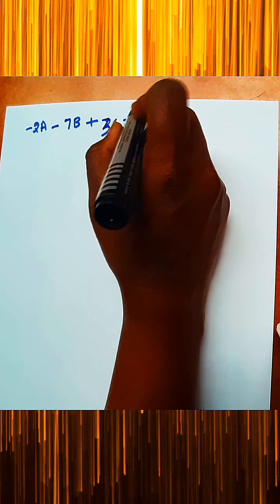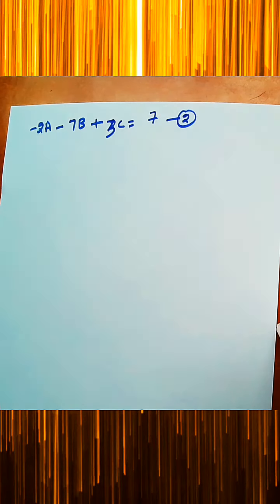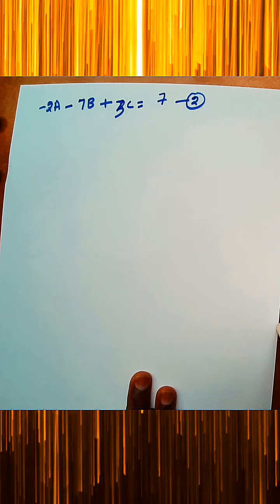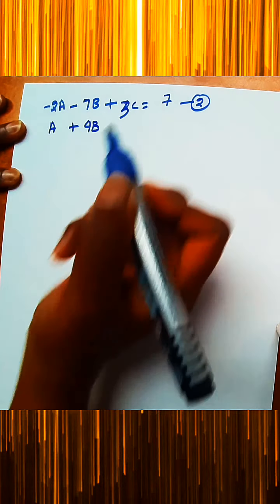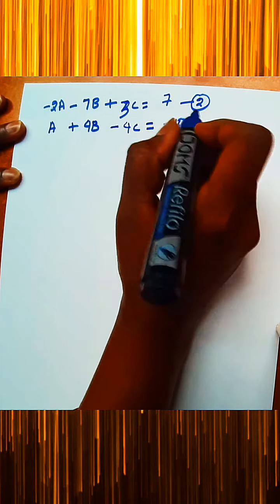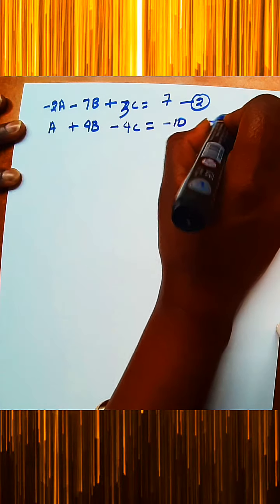So I'm going to write what is equation 2. So we have the equation 2, right? I'm just writing it again. Minus 2a minus 7b plus 3c is equal to 7. This is your equation 2. Okay students, and then you have your equation 3, that is a plus 4b minus 4c is equal to negative 10. This is your equation 3.